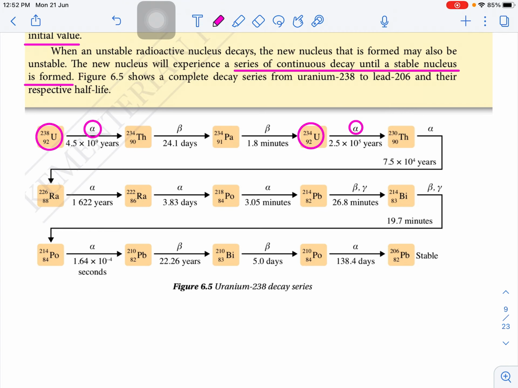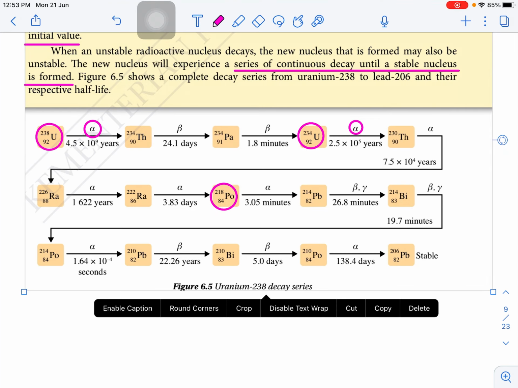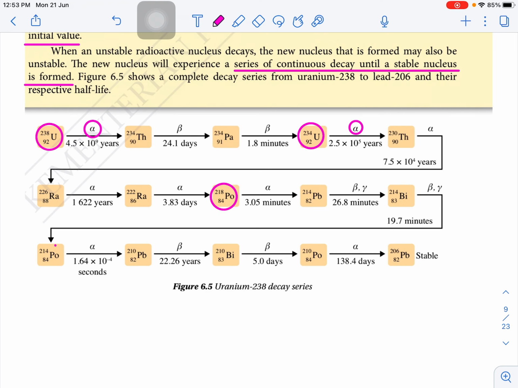Other than uranium-238, another radioisotope is Po. Po here refers to polonium: polonium-218, and we also have polonium-214. Why do we call it polonium? Because the proton number is the same, that is 84.